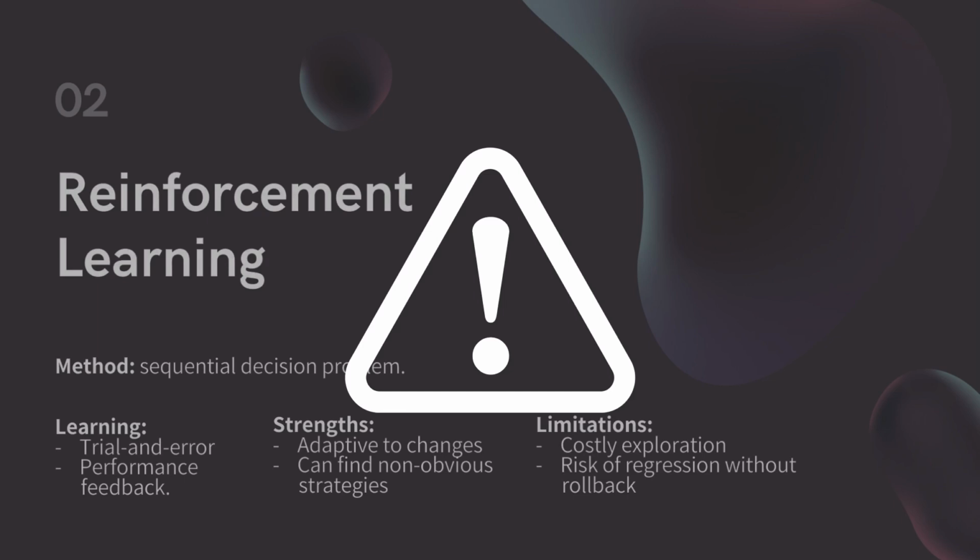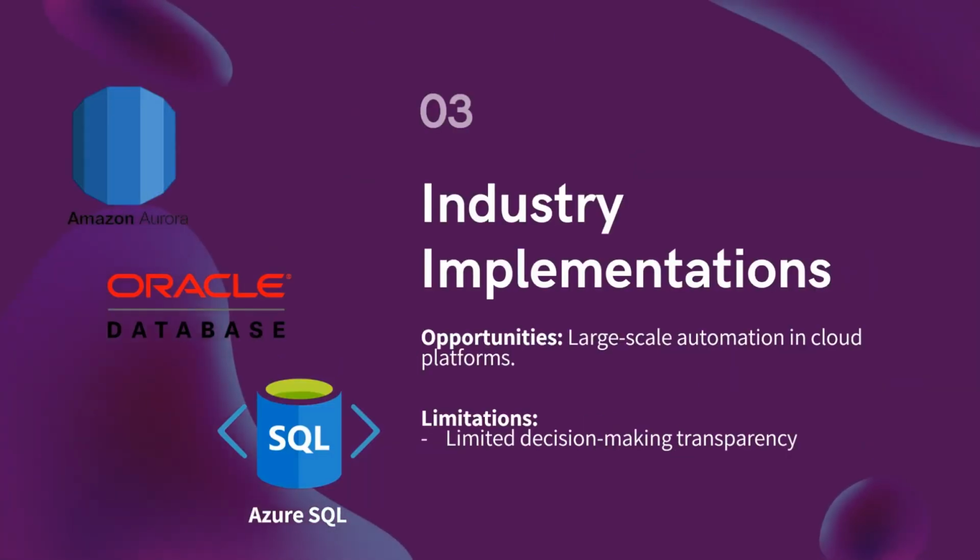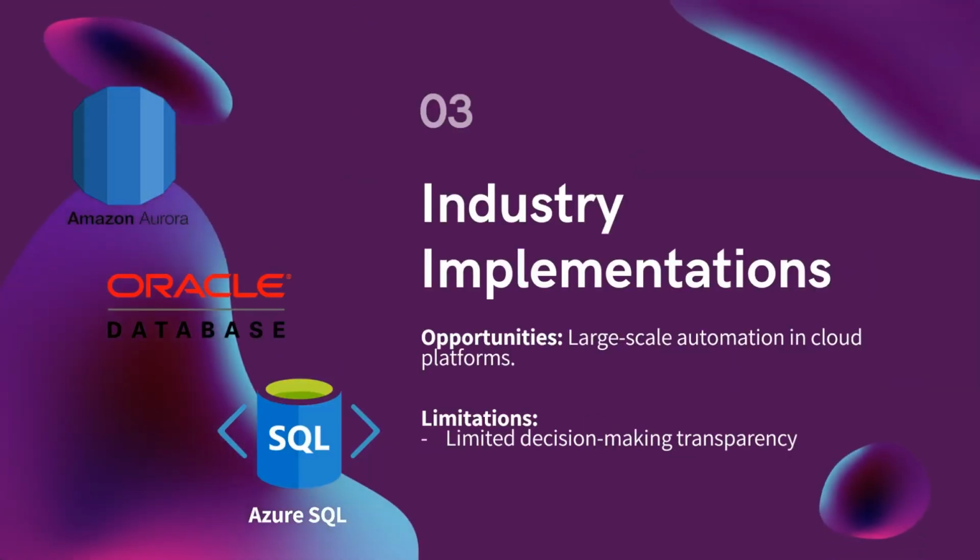If a performance degradation I mentioned earlier accidentally happens during peak usage times, the system may experience unacceptable slowdowns and even outages. Therefore, reinforcement learning offers a strong long-term optimization potential, but its deployment requires careful safeguards. Finally, we have industry implementations, where companies like Microsoft, Oracle, and Amazon integrate machine learning-driven automation into production systems.